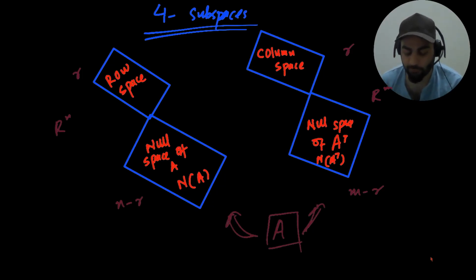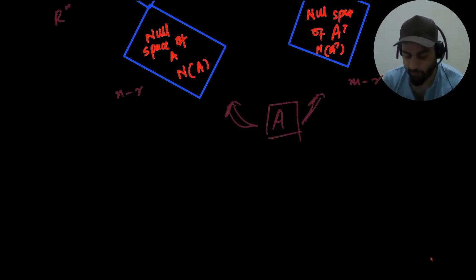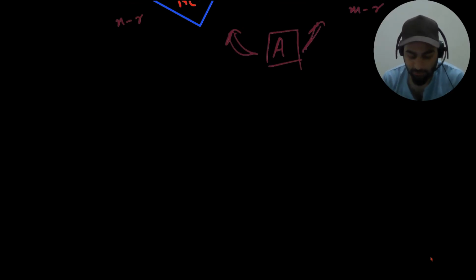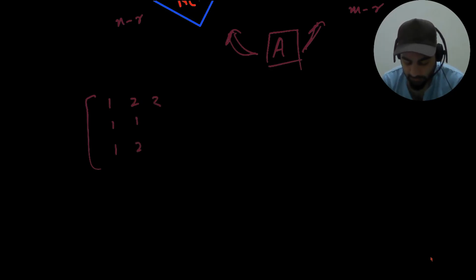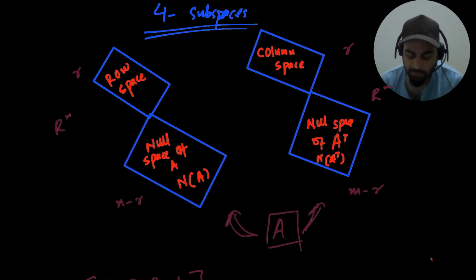The first thing we discussed about these subspaces is that we had a matrix A which we tried to make into row reduced echelon form. I think the matrix was 1 1 1, then 2 1 2, then 3 2 3, then 1 1 1. This was our matrix A. Now we want to answer questions about these subspaces: the dimensions and the bases.